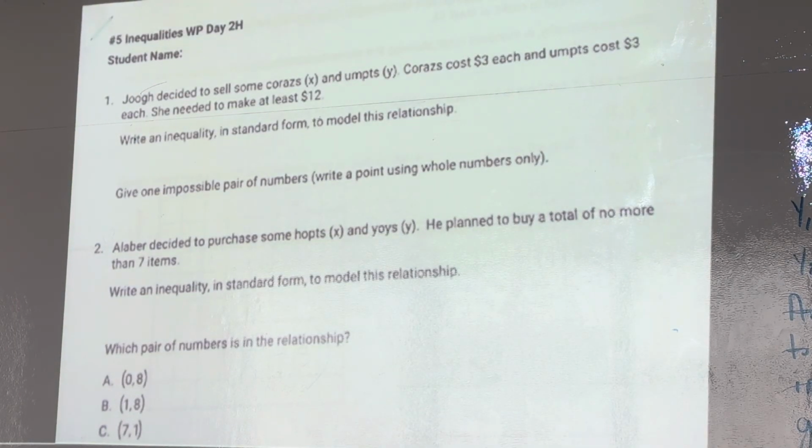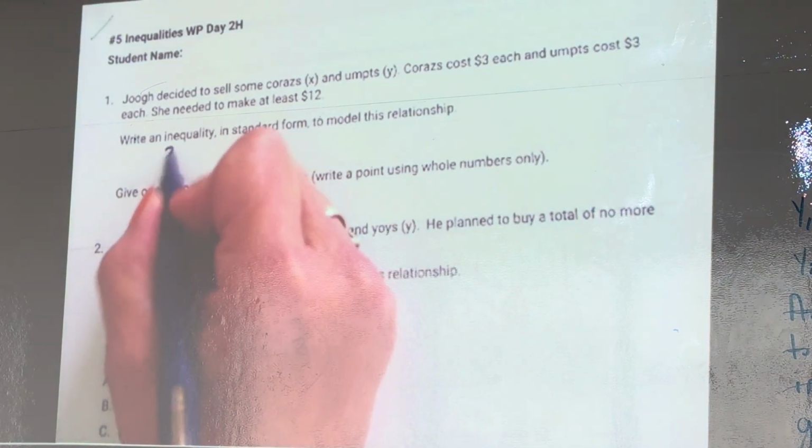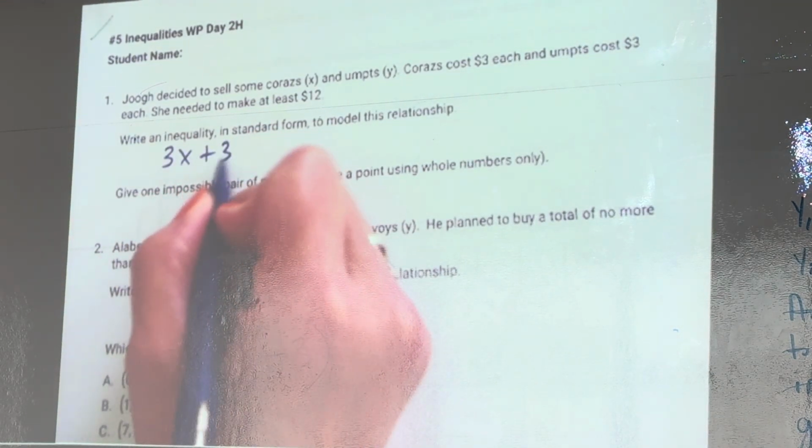Okay, number one. How many numbers? We've got $3 for Karaz and $3 for umps. So are they the same number? Yeah. Super easy when it's the same number. So this is the same as yesterday. So 3x plus 3y.